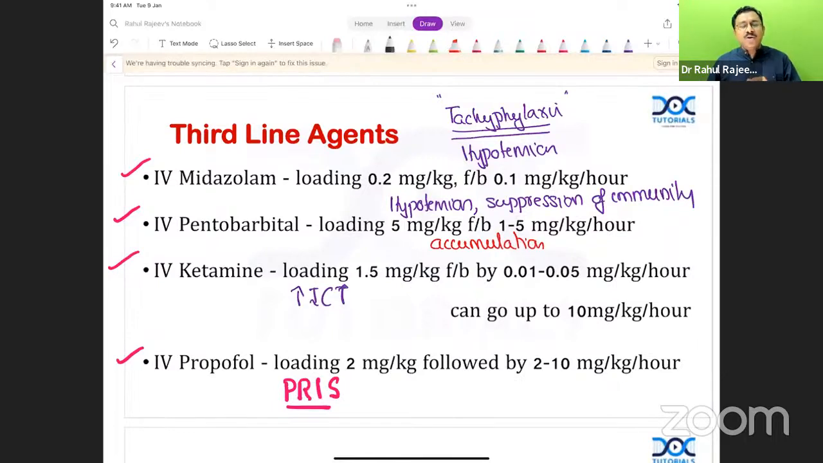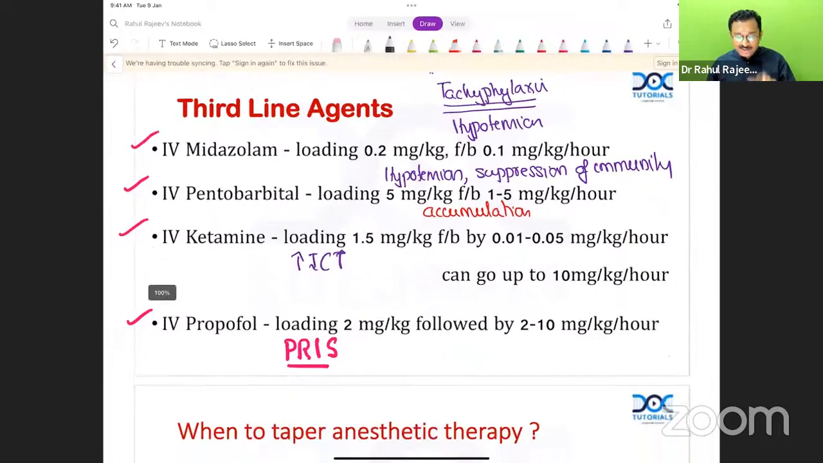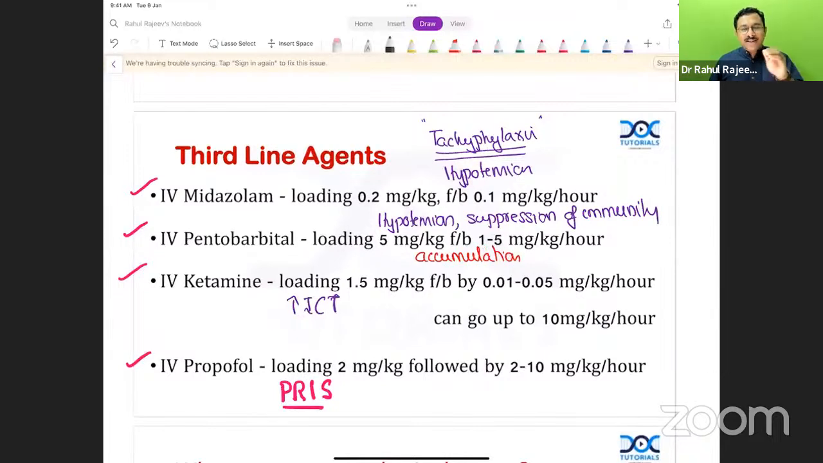So this can lead on to lactic acidosis, rhabdomyolysis, hyperkalemia, cardiac problems and arrhythmias. So that is known as propofol infusion syndrome. So you've got to take that also into consideration. So these are the options that you've got.